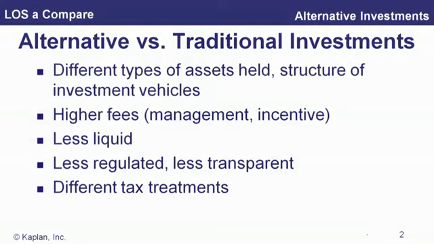So here is our slide, talking about what I was just discussing, different types of assets held. They tend to have higher fees. Some of the ones we discussed don't, but many have higher fees because they're more hands-on management, and they're often structured with an incentive fee to management so that they participate in the gains on the fund. They're typically less liquid than traditional investments, and in many cases less regulated and less transparent. And the tax treatments can be different as well.